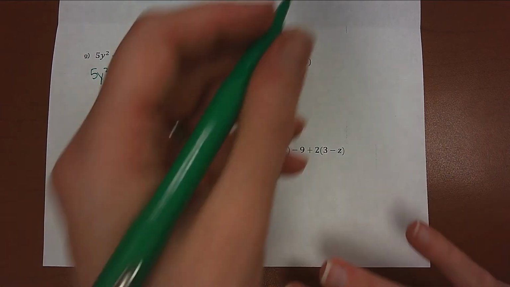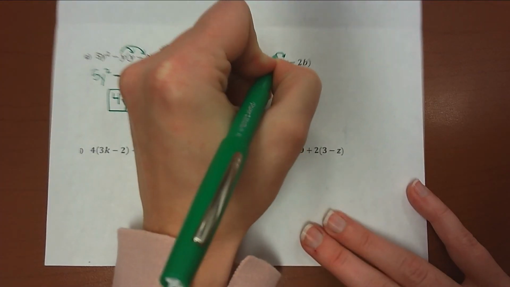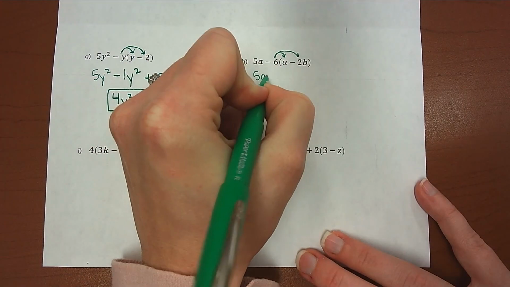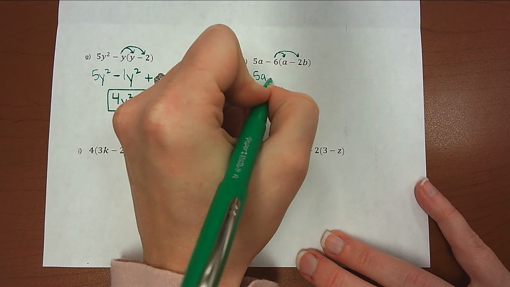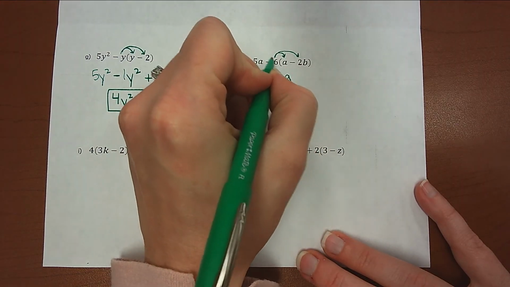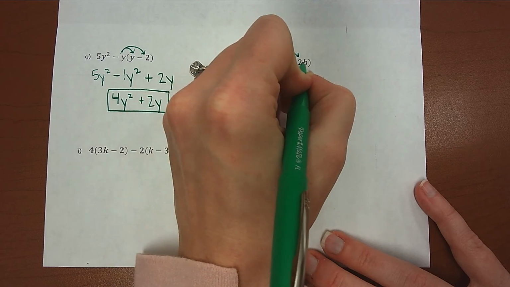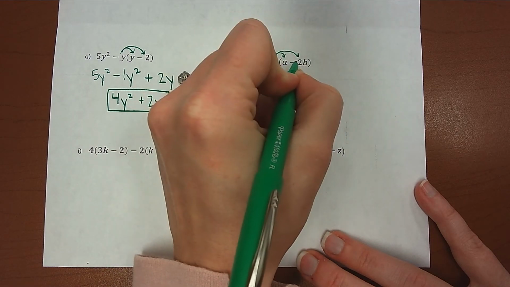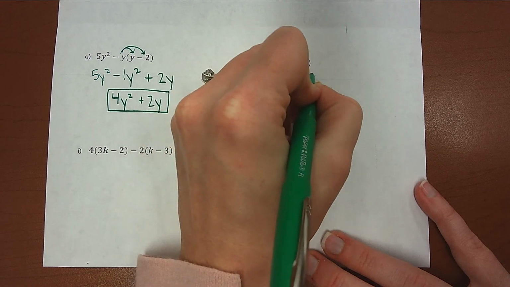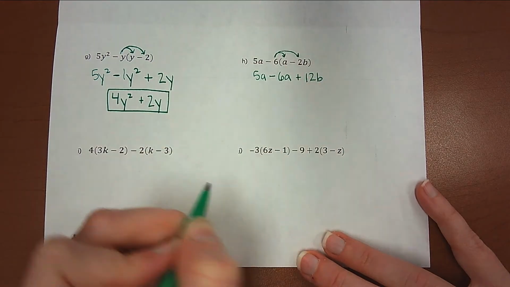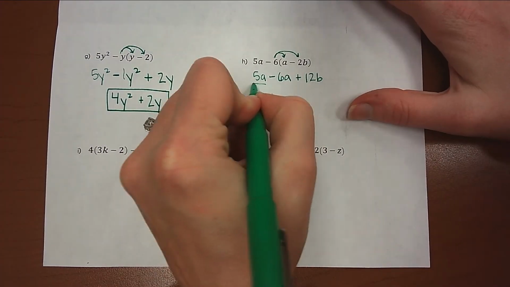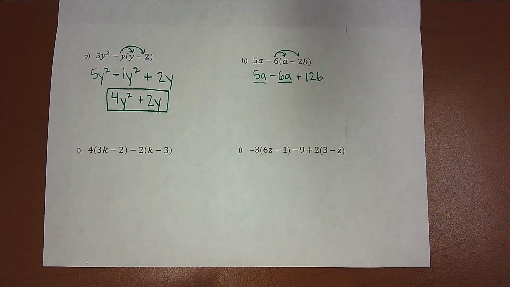On this next example, I'm going to distribute this negative 6 to both parts on the inside here. So 5a, and then negative 6 times a is negative 6a, because a negative times a positive is a negative. And then negative 6 times negative 2b, a negative times a negative is a positive. So I've got plus, and then 6 times 2 is 12b. Now when I go to combine like terms, I've got 2 a terms and 1 b term.